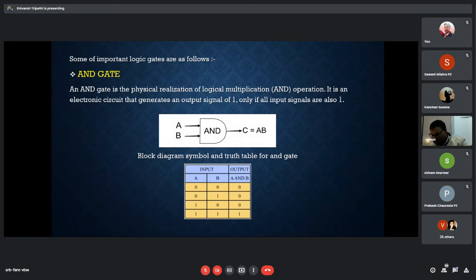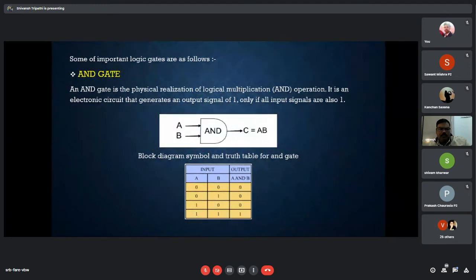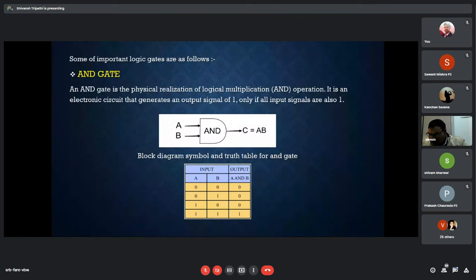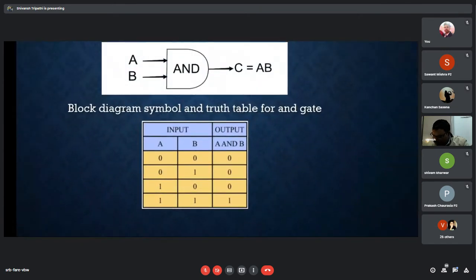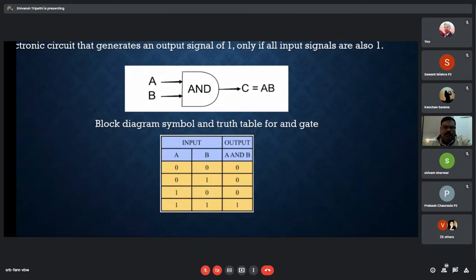First, the AND gate. This gate is a physical realization of logical multiplication. It is an electronic circuit that generates an output signal of 1 only if all input signals are also 1. Basically, if any of the inputs is false, then the output will be false, and if all the inputs are true, then the output will be 1. We can see the truth table for the AND gate. Here the inputs are A and B; if both are 0, the output will be 0. If any one of them is 0, the output will be 0, and if both of them are true, then the output will be 1.